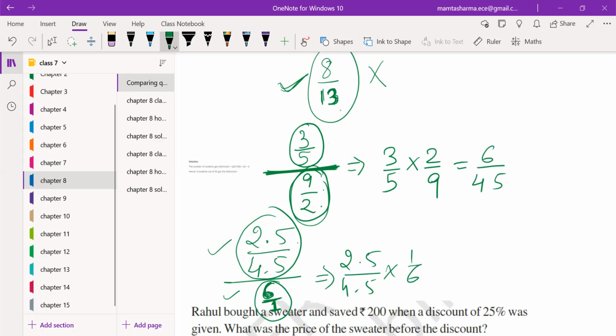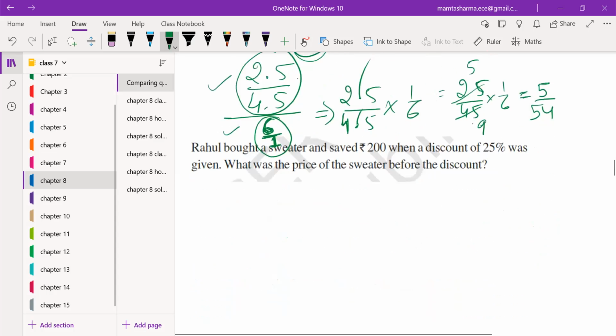Ma'am, 2.5. The decimal can be removed. So 25 by 45 into 1 by 6. Actually, 25 and 45 can be cancelled: 5 fives are 25 and 5 nines are 45. So 5 into 1 is 5, 9 into 6 is 54. So 5 by 54. Correct? Yes, ma'am.